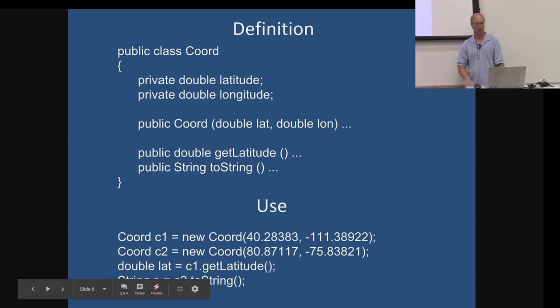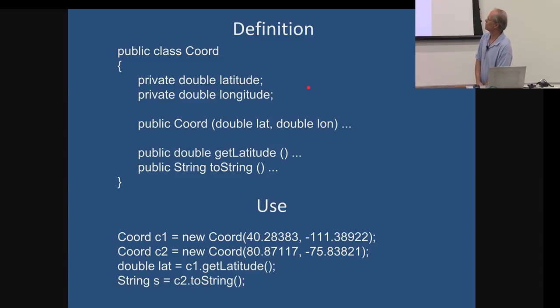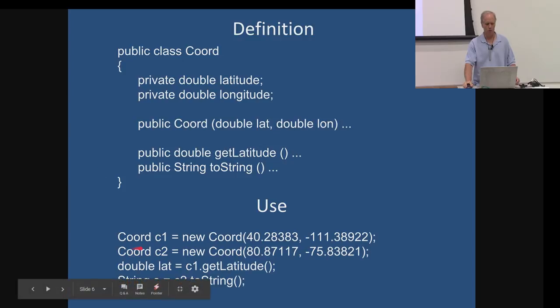Okay, so at the top here, I've got a definition. That's just the class we just looked at, the Coord class. And it has the instance variables, the constructor, and the methods. Just in the interest of space, I don't have the implementations of the constructor or the methods. And down here are some examples of what you can do if you had that class. You can create a new coordinate object right there, where it says new Coord. You've done that sort of thing before.